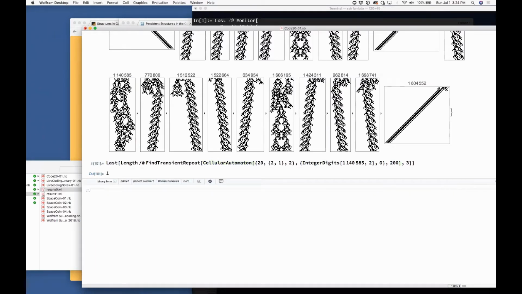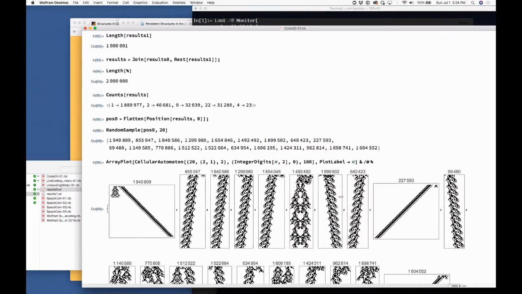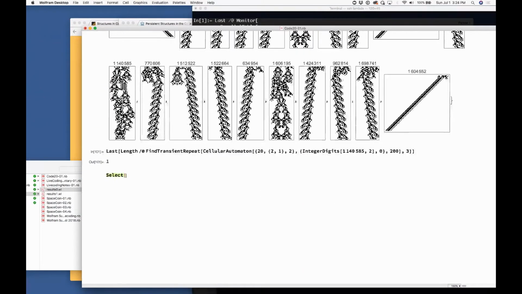So what I probably want to do is say select in pos 0 for those ones of these that are equal to 0, for which that last of length or whatever is equal to 0.